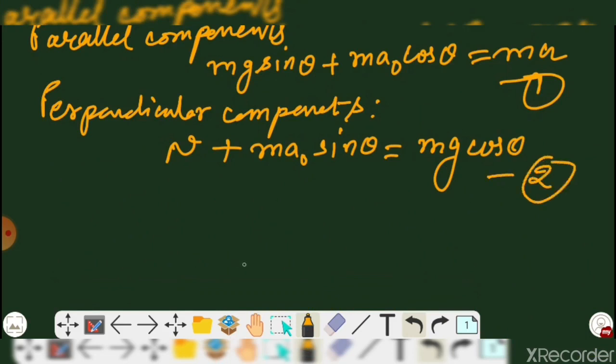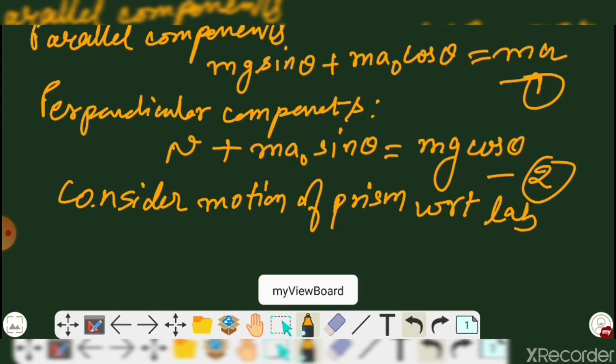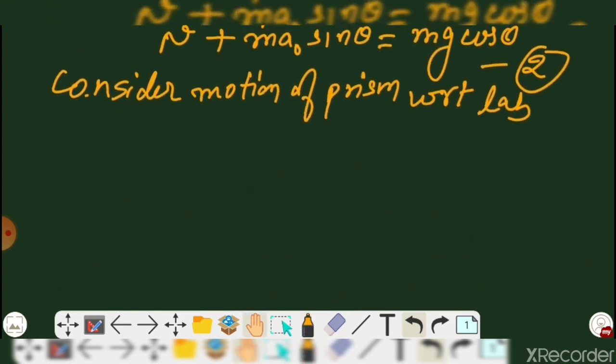So now we are considering the prism. Two things we have to consider: one is the prism, one is the block. So in the second case, consider the motion of the prism with respect to the lab. Now the frame of reference is taken as the lab, and it is an inertial frame of reference.